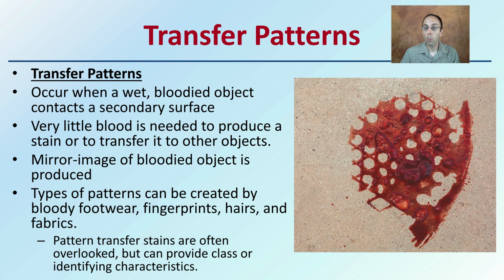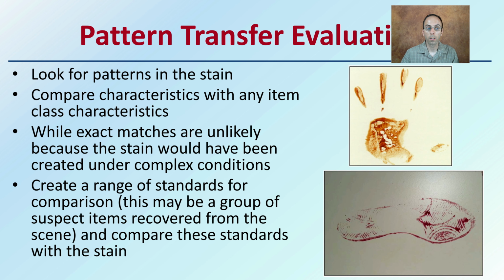In the example here, we're looking at a shoe. This might be able to determine potentially the type of shoe, the type of tread, the size. This can tell us some good information. In addition to it just being a bloody transfer pattern, there might be more we can glean from this, and that's why it's important to take pictures and document the size, because it may be used later to connect other pieces of evidence that are found.